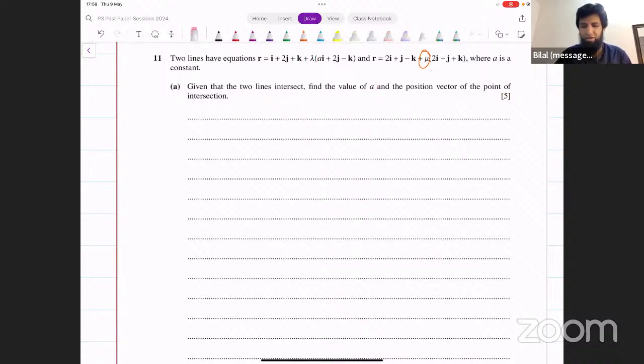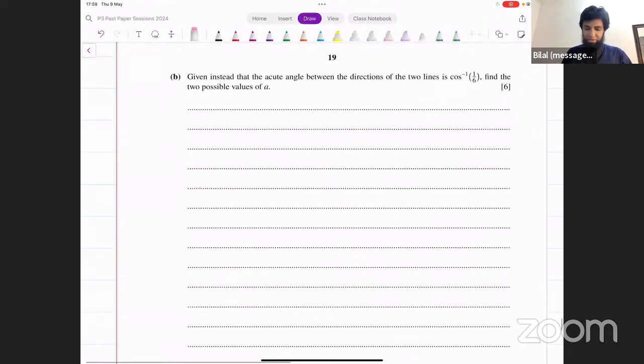Again, it does not look that difficult, and I think none of you have asked about it as well. Okay, so first part is pretty straightforward. Given instead that the angle is this, find the 2 possible values of A.